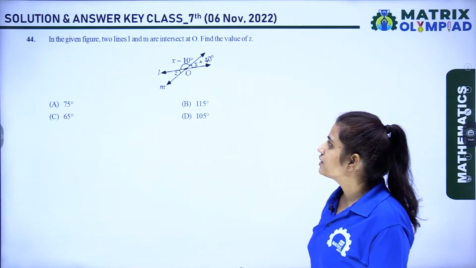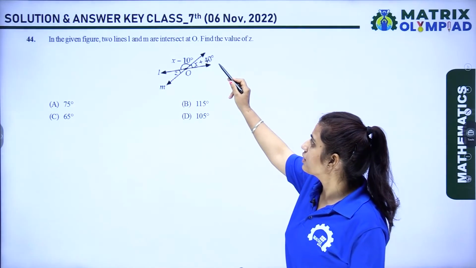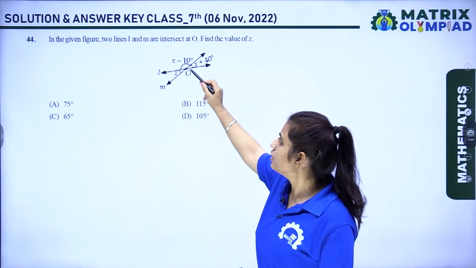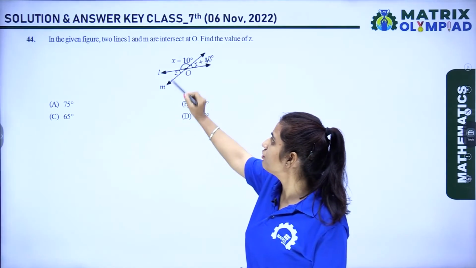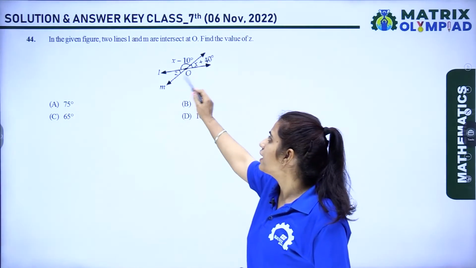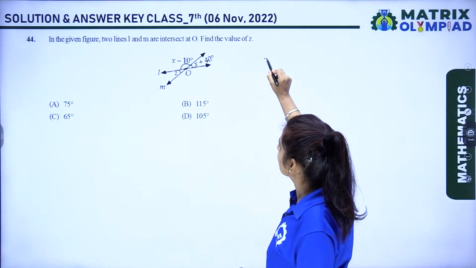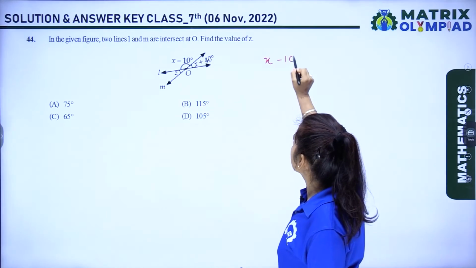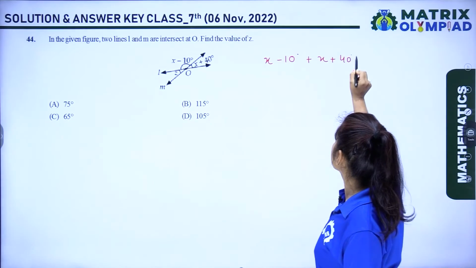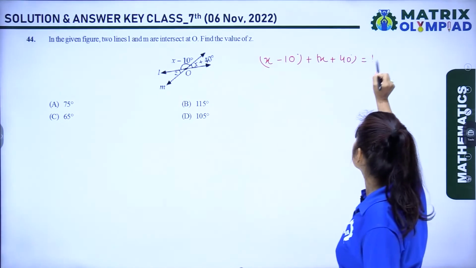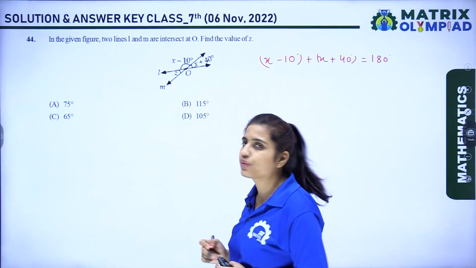Now the next question is, in the given figure, two lines L and M intersect at O. Find the value of z. We have to find the value of z here. As we know that line L is a straight line, so it forms a 180-degree angle. Here x minus 10 degrees plus x plus 40 degrees is equal to 180 degrees, as they form a linear pair and it's forming a straight line.